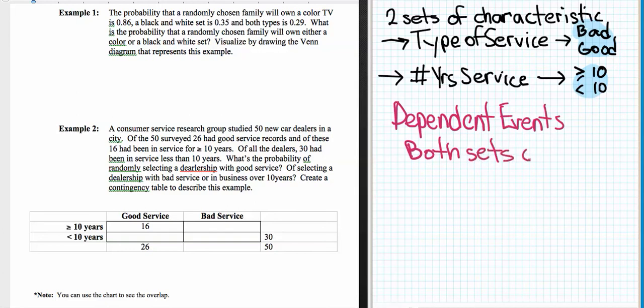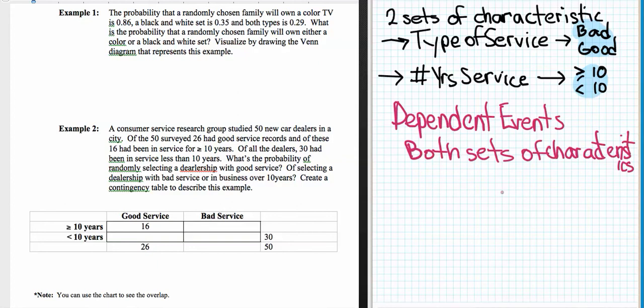Both sets of characteristics. By the way we've asked the question, you can have both good service and have been in service 10 or more years. You can't have good service and bad service, but you can have good service and been in 10 years or more of service. So that is what we're going to talk about in terms of dependent events.